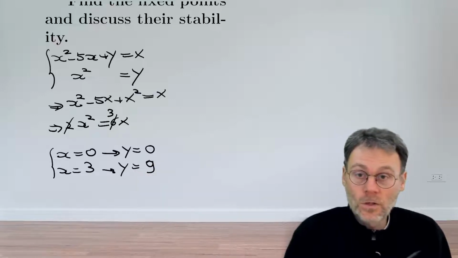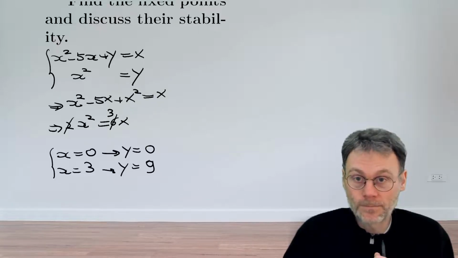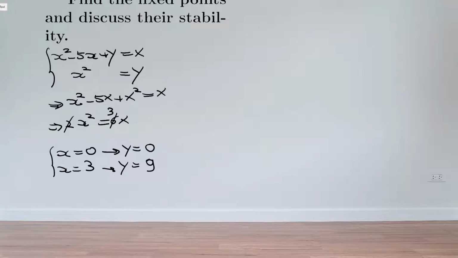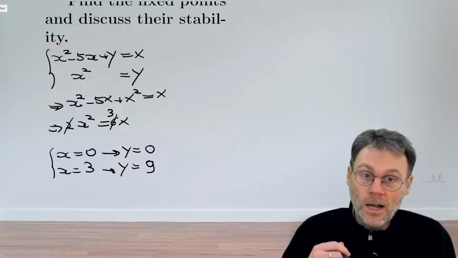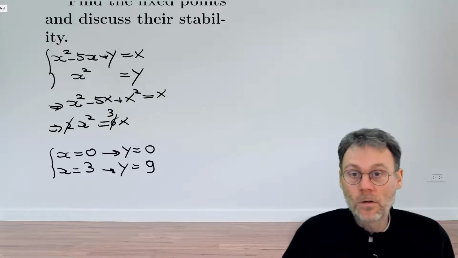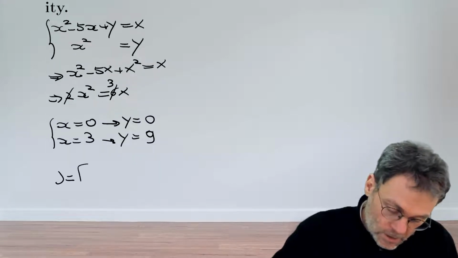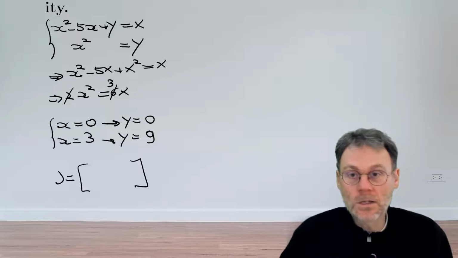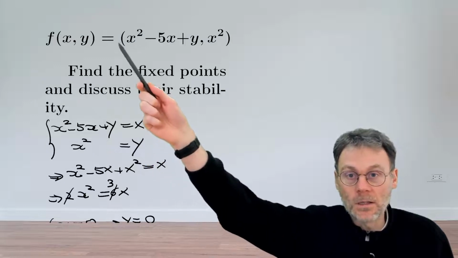If you want, you can pause the video again to continue the calculation to try and figure out the stability of these fixed points. First step is obviously calculating the Jacobian. Now for the Jacobian, we will have a matrix, and the first line of that matrix will consist of the first equation. So the first equation, that's actually going to be this guy here.